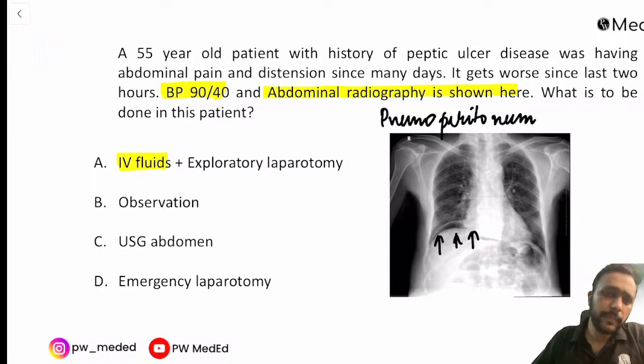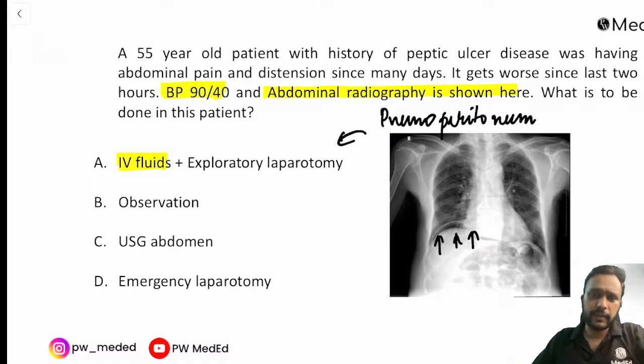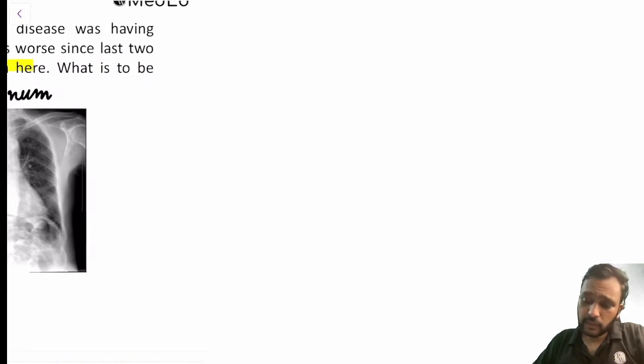So in pneumoperitoneum, what will be the treatment? Urgent exploratory laparotomy, okay, to look for the site of rupture, and that site will be anastomosed and repaired. What other investigation you can do in pneumoperitoneum? NCCT. NCCT abdomen can be done.